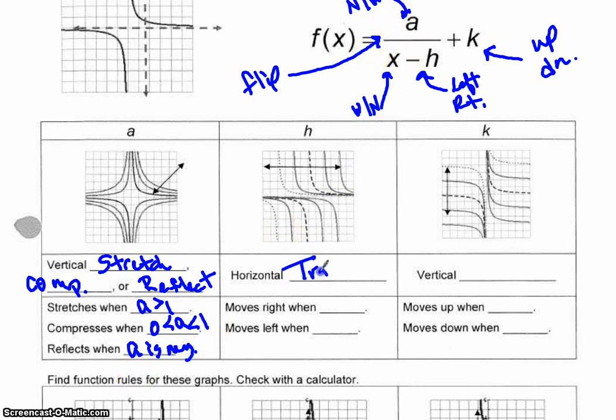You're going to have a horizontal translation if you have a number trapped down there in the denominator with the x. And as we said before, these work the opposite of what you would expect. And so it's going to go to the right when it is x minus a number. And it's going to go to the left when it is x plus a number. Your vertical translation is going to move up when you have plus a number at the end, and it's going to move down when you have minus a number at the end.